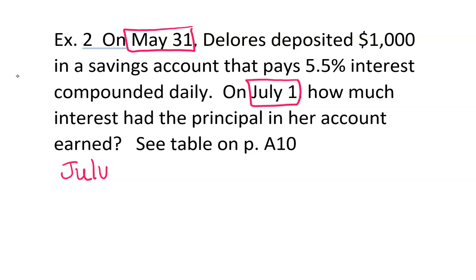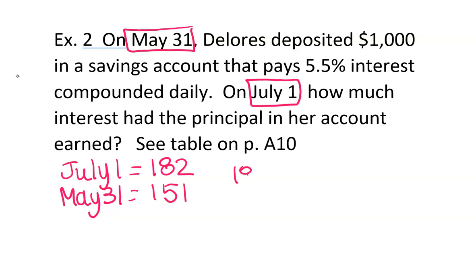So let's do that right now. I'm going to do the second one first. July 1st is a certain number, and May 31st is a certain number. So let's look those up. July 1st is what we need, which is day 182. May 31st is day 151. So we're going to take 182, subtract 151, and you get 31 days.